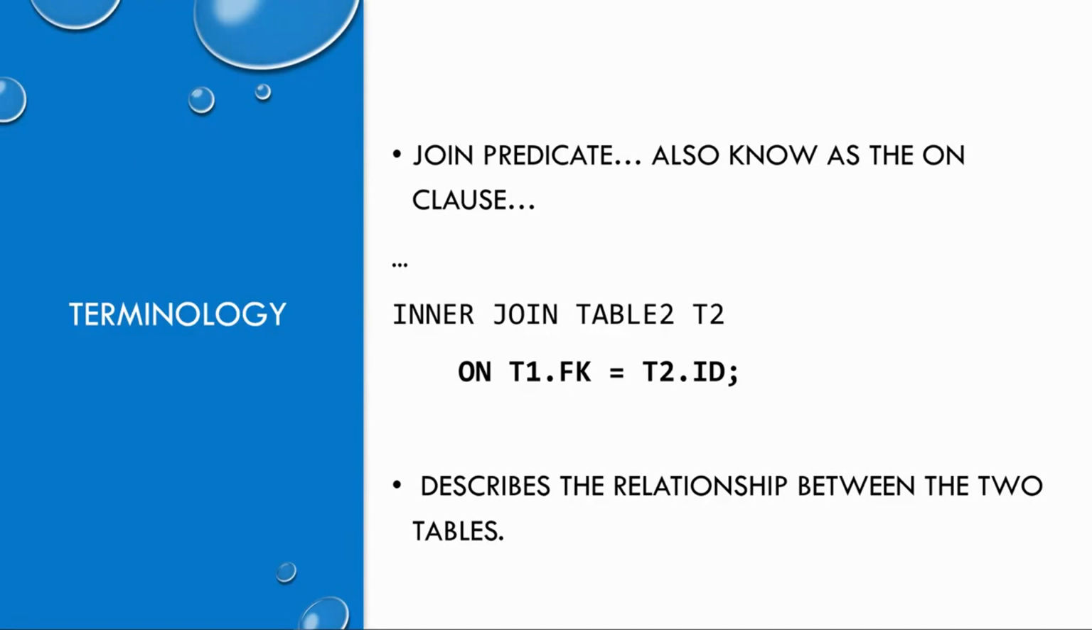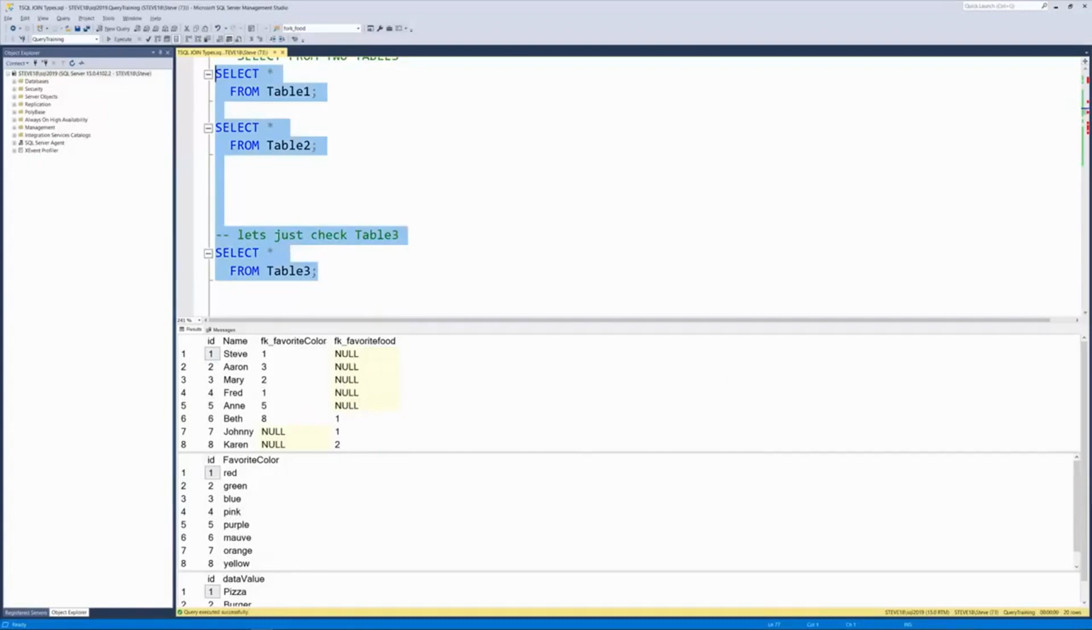So that's what I always want to talk about here: understanding the relationship. If you don't understand the data and how the tables work together before you try to write your query, it's probably not going to work very well. So we'll flip back over to Management Studio here. We've looked at our three tables. Table 1 is the people, table 2 is the favorite colors, and table 3 is the favorite foods.